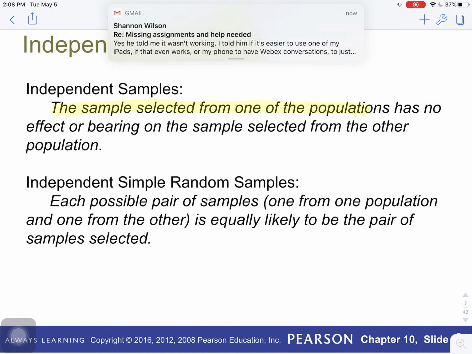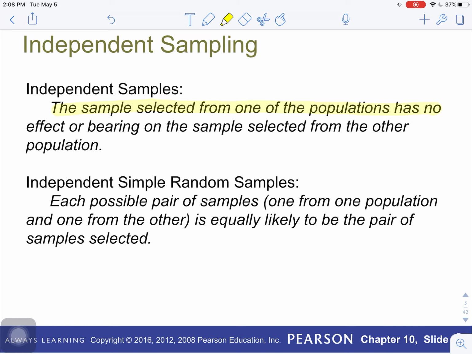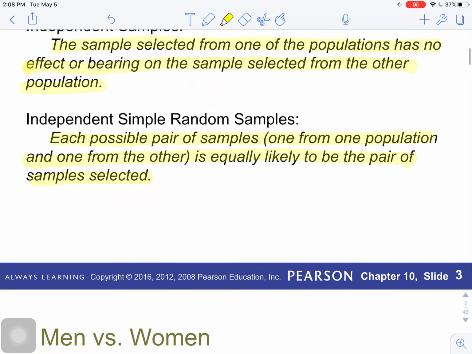So the sample selected from one of the populations has no effect or bearing on the sample selected from the other population. Same thing with the independent simple random sample. So each possible pair of samples, one from the population and one from the other, is equally likely to be the pair of samples selected. Again, I'm not going to be quizzing you on the terminology, but it's something you should know. We want to make sure that it's an independent simple random sample.